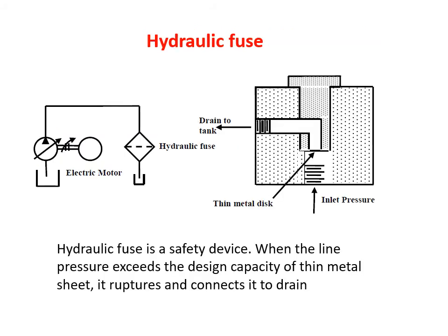Now let us consider the hydraulic fuse. What is a hydraulic fuse? A hydraulic fuse is a safety device. When the line pressure exceeds the design capacity of a thin metal sheet, it ruptures and connects the line to the drain. So this particular thin metal disc is there, and the high pressure fluid is flowing, and whenever the pressure in the circuit increases so much that it can break this thin sheet, the fluid directly goes to the tank. It acts like a protecting device in the hydraulic circuit, so that is why it is called a fuse.